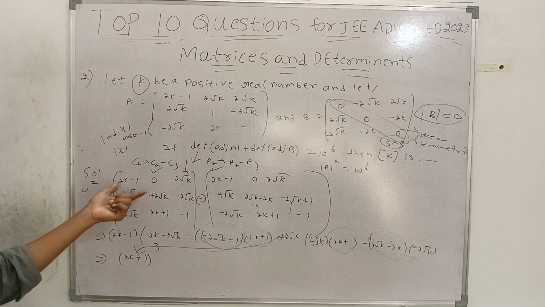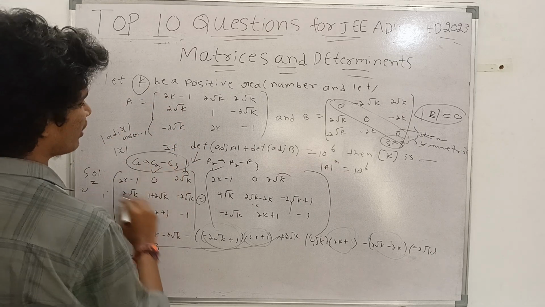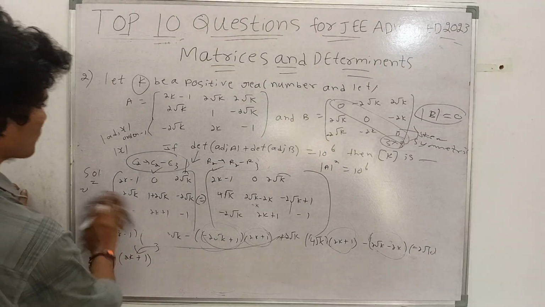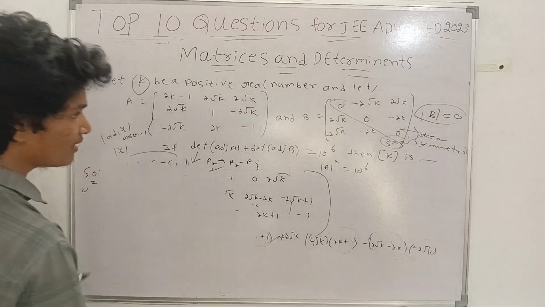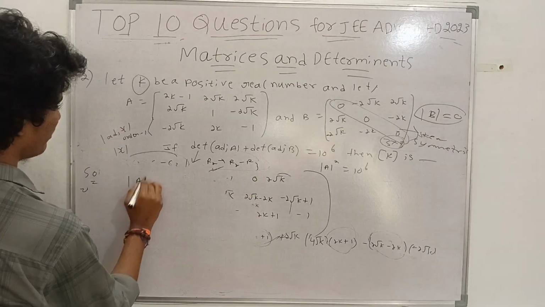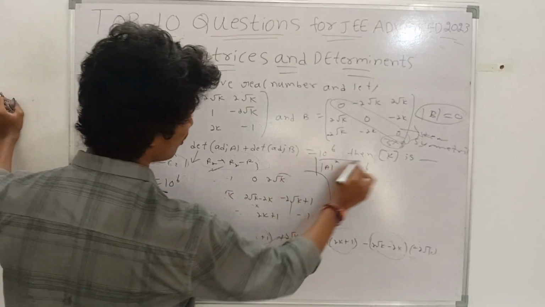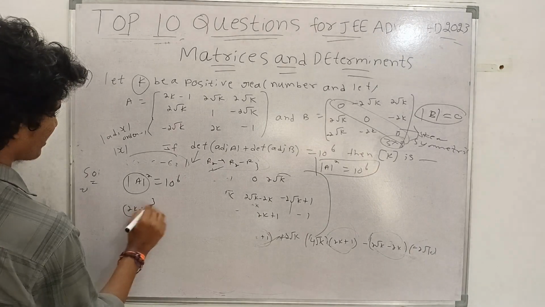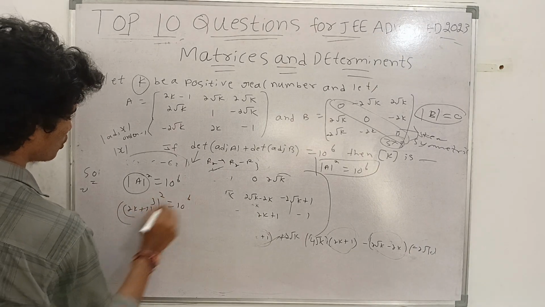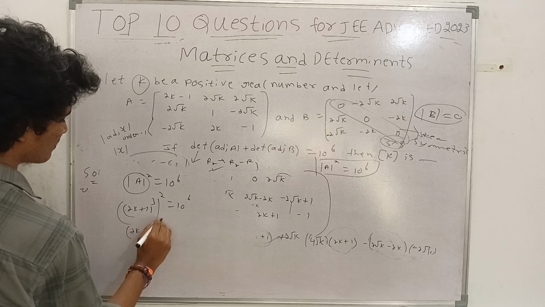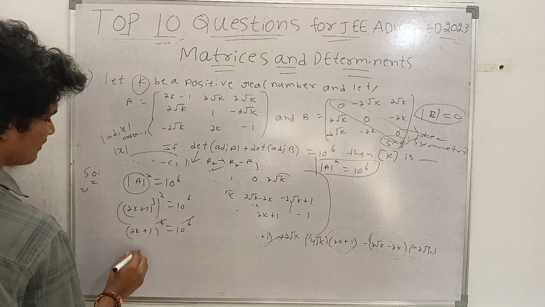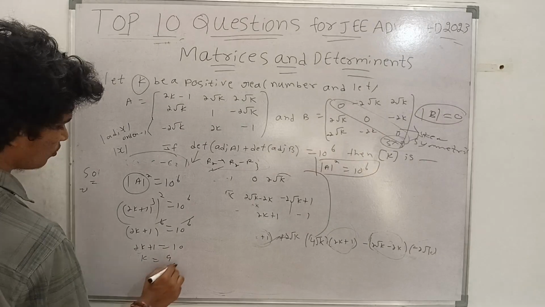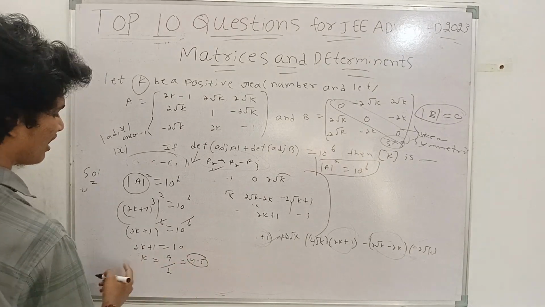Now it is easy for us because we apply two transformations, C2 tending to C2 minus C3, R2 tending to R2 minus R3. So we got directly 2k plus 1 whole cube. So the final answer is 2k plus 1 whole cube. What is the value of det? Equal to 10 power 6. This relation we already got in the starting. But what is det A? It is 2k plus 1 whole cube, and it is whole square equal to 10 power 6. So 2k plus 1 whole power 6 equal to 10 power 6. 6 cancel. 2k plus 1 equal to 10. k equal to 9 by 2, that equal to 4.5. The value of k is 4.5.